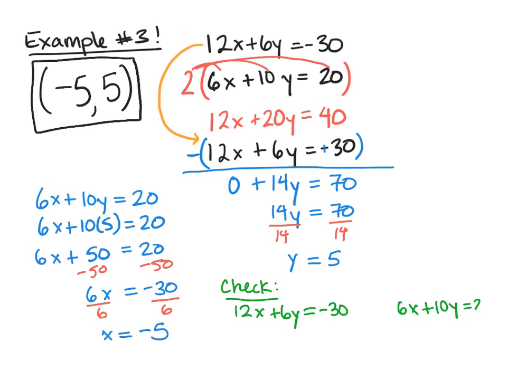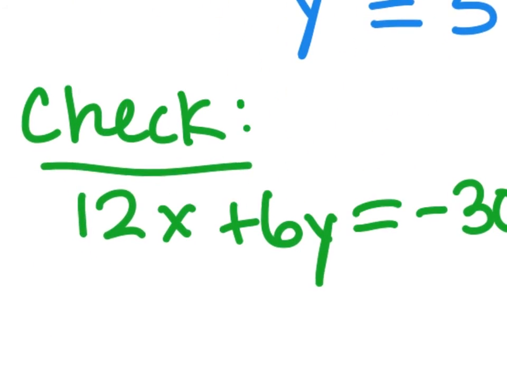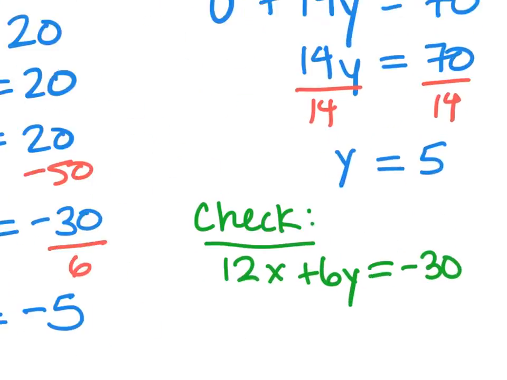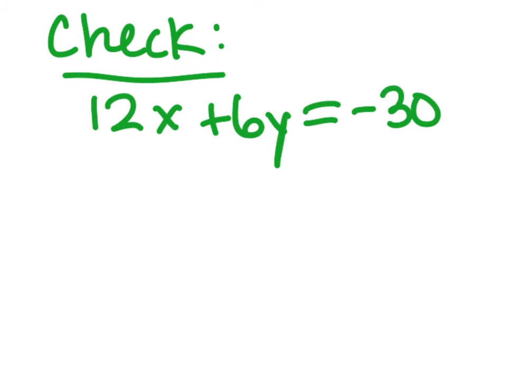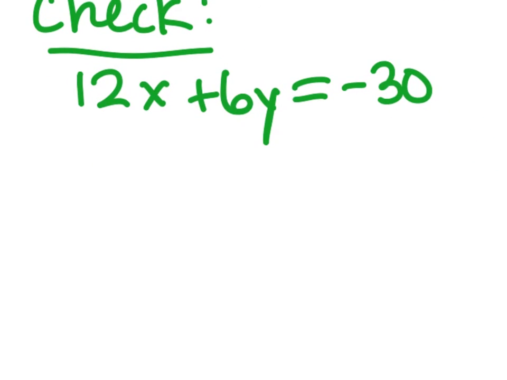So let me write these in. Sorry, I'm just talking while I'm writing now. Okay, so our answer was -5, 5. So let's plug that in right here for this first one, to make sure it works. So 12 times 5 plus 6 times -5.